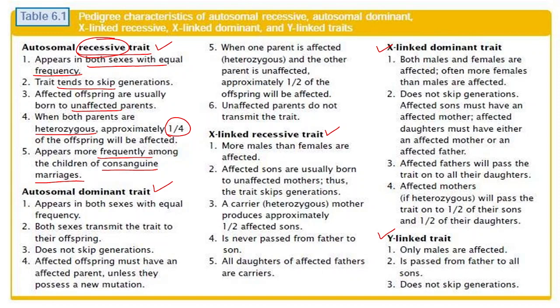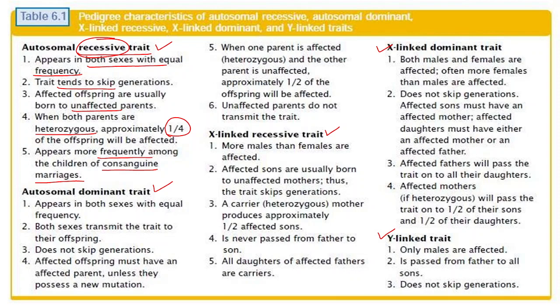Next one, it appears more frequently among the children of consanguine marriages. Okay, the autosomal recessive traits will appear more commonly in the children of what? Consanguine marriages. That means if the individuals get married within the family members, then the frequency of getting the autosomal recessive trait will be more.